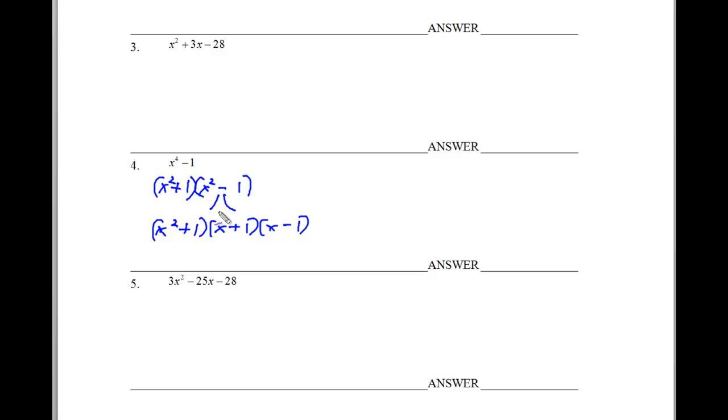So here's my x squared minus 1, and that splits off here. So my answer is going to be x squared plus 1 times the quantity of x plus 1, x minus 1. Make sure that these are opposite symbols, plus and minus, and make sure you always look for that extra step there.